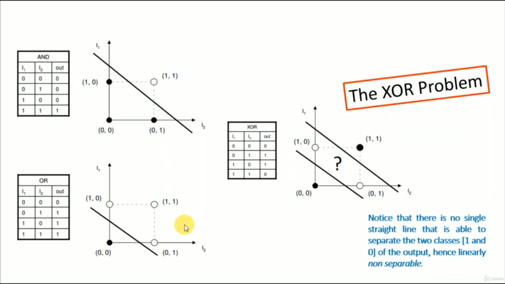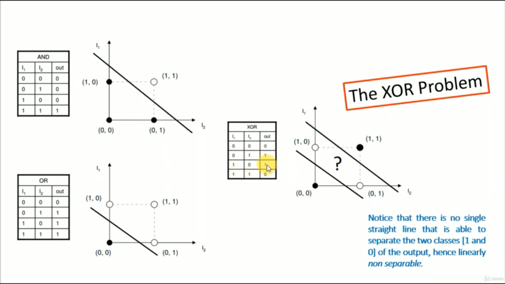They are capable of being separated by a straight line. Now, if we look at the XOR, recall again from high school, XOR gives you an output of 1 when your two inputs are different, and an output of 0 when your two inputs are the same. So here we have two inputs which are the same, 0 and 0, and we get an output of 0. Similarly, 1, 1 are the same, so we get an output of 0.